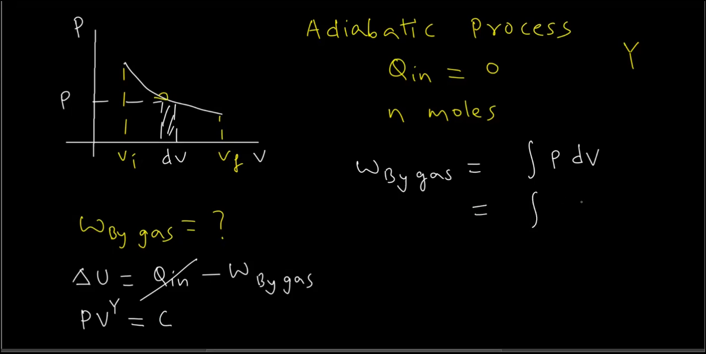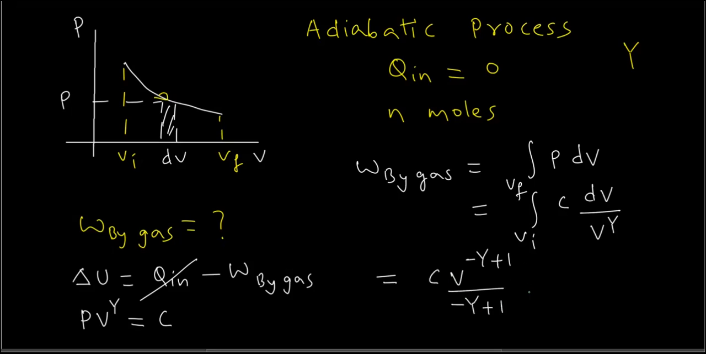So I can write P as some constant divided by V raised to gamma. C is anyway constant, I can pull that out. Now I'm going to integrate it from V initial to V final. But instead of pulling C out, I'll leave it inside, so it's a constant. Now if you look at the integral, it's a simple integral. So I have V to the power minus gamma plus 1 by minus gamma plus 1.